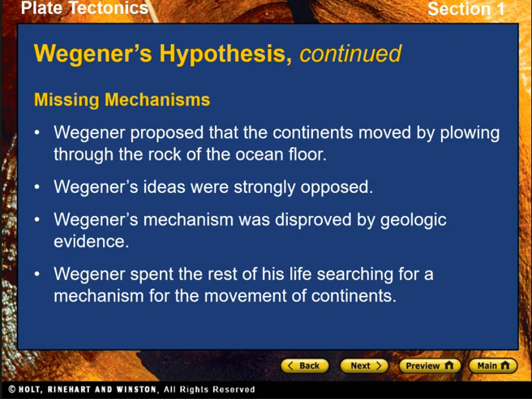Missing mechanisms. Despite the evidence that supports the hypothesis of continental drift, Wegener's ideas were strongly opposed. Other scientists of the time rejected the mechanism by which Wegener proposed that the continents moved. Wegener suggested that the continents plowed through the rock of the ocean floor. However, this idea was easily disproved by geologic evidence. Wegener spent the rest of his life searching for a mechanism that would gain scientific consensus. Unfortunately, Wegener died in 1930 before he identified a plausible explanation.